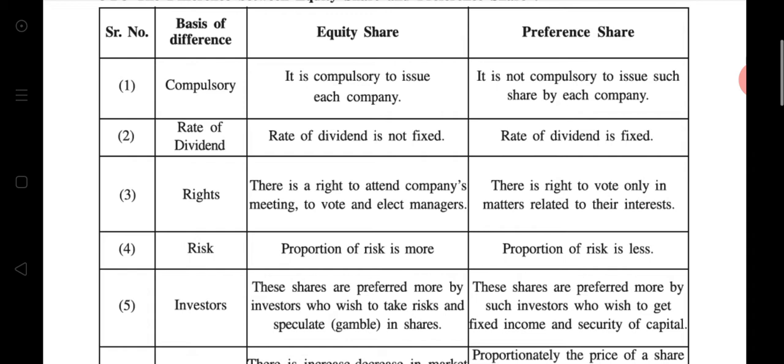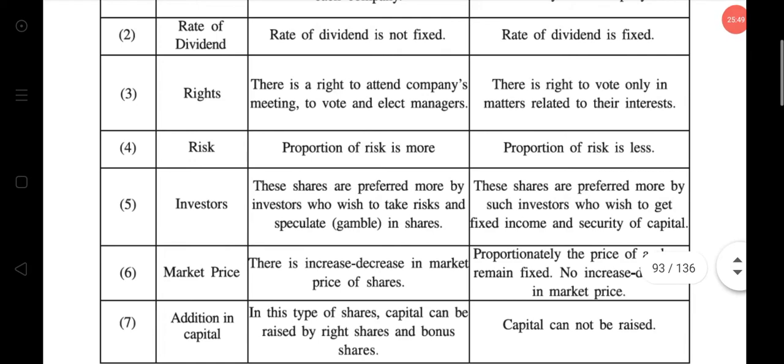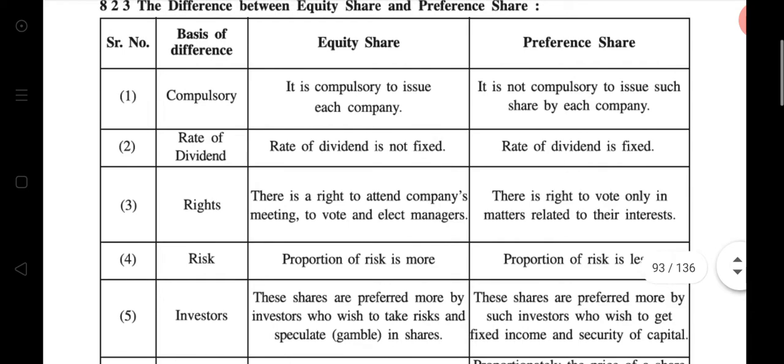Okay, so first one, compulsory. Equity share is issued compulsorily, preference share is not compulsory. Rate of dividend is not fixed in equity, is fixed in preference. Then right, then risk, investor, market price and addition in capital. In preference shares capital cannot be raised. Equity share capital can be raised by right share and bonus share. Bonus share is issued without consideration and right share is issued with discount or without consideration. It depends on the company. So here we have done the difference between equity share and preference share.